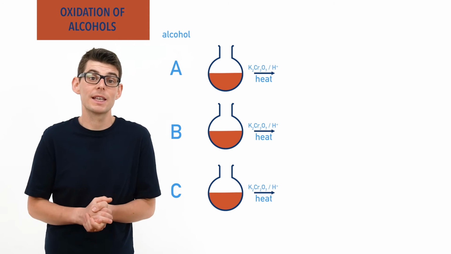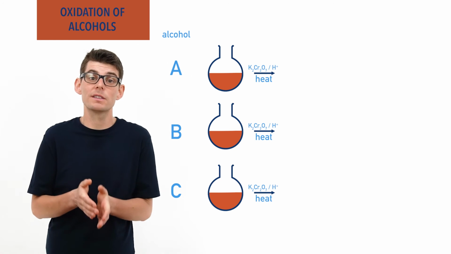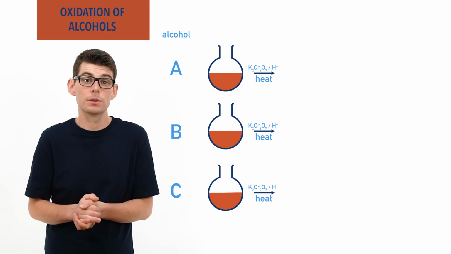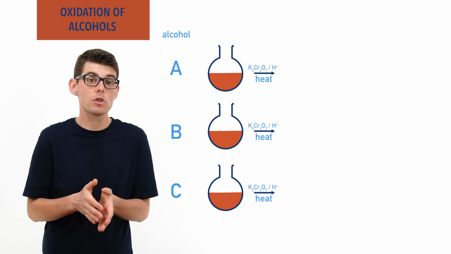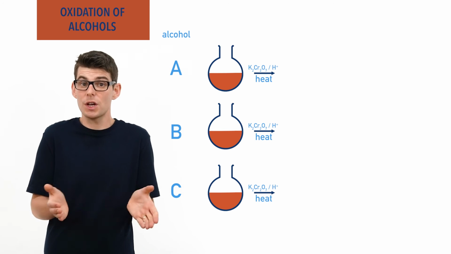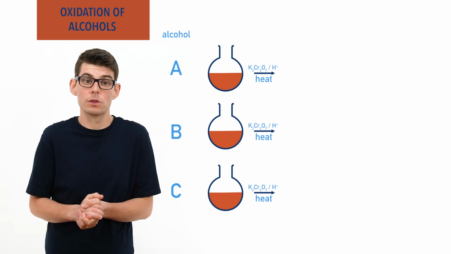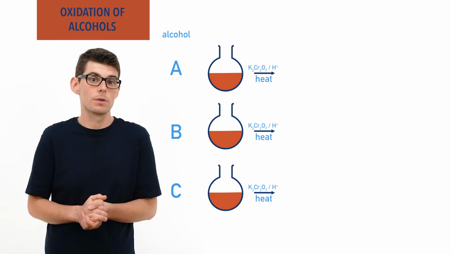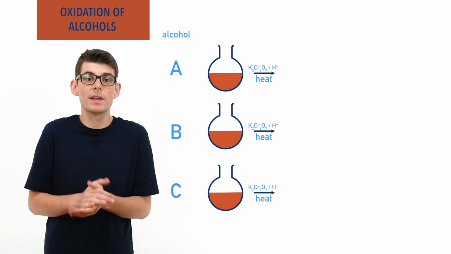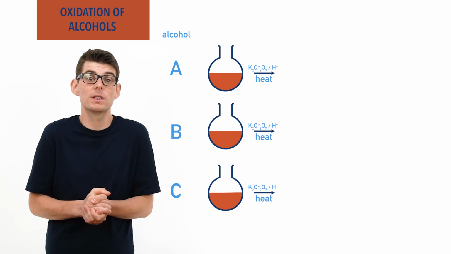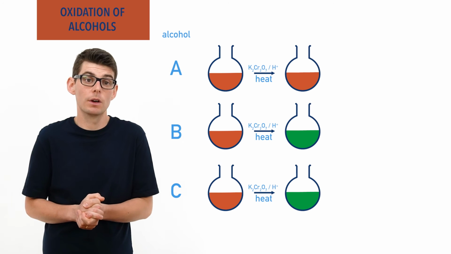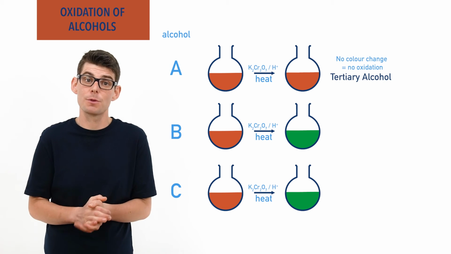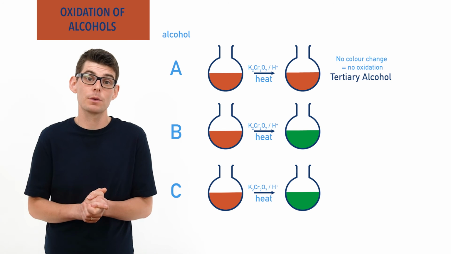The primary and secondary alcohols would be oxidized and therefore the dichromate ions present would be reduced, and a color change of orange to green would occur. The tertiary alcohol won't undergo oxidation at all, and this means that the solution will remain orange. The solution that remains orange at the end therefore must be the one that contains the tertiary alcohol. In this example, A.